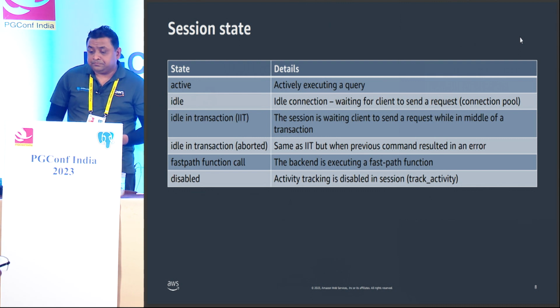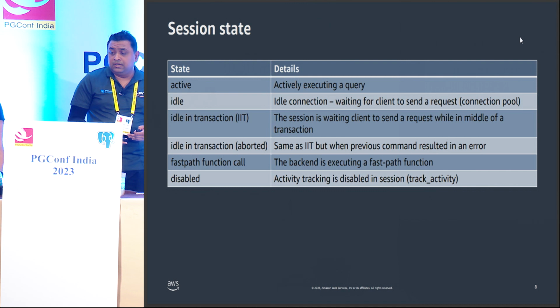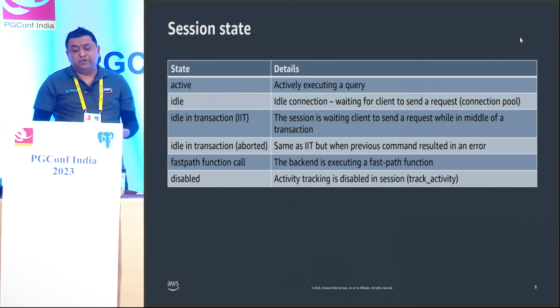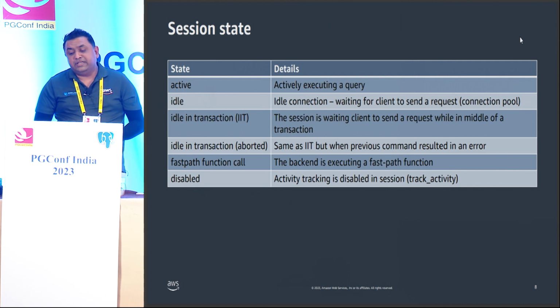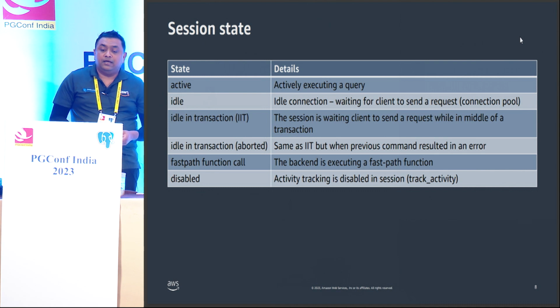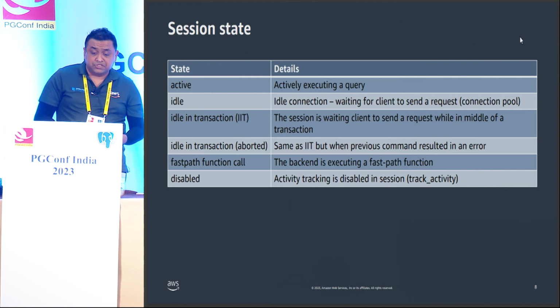But the one that actually causes the performance issues the most is the idle in transaction state. This is typically because of an application bug, or because non-database tasks, for example calling a third-party API or sending updates to a message queue, are getting performed inside a database transaction.